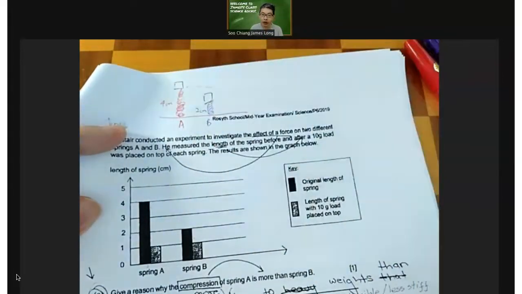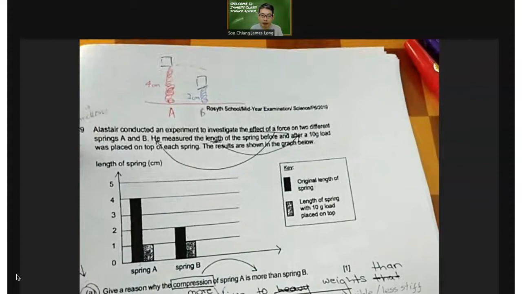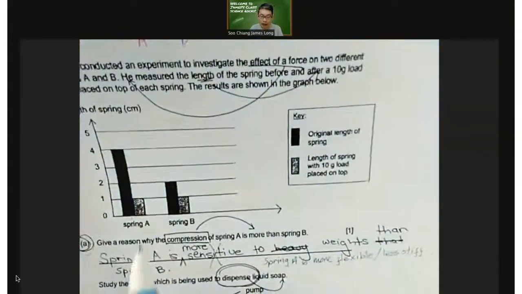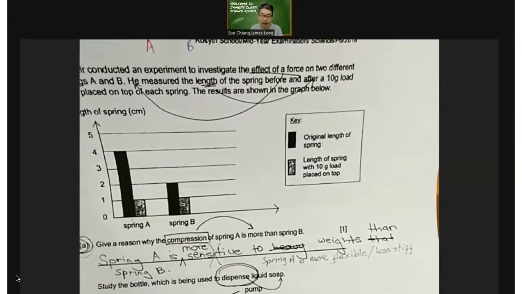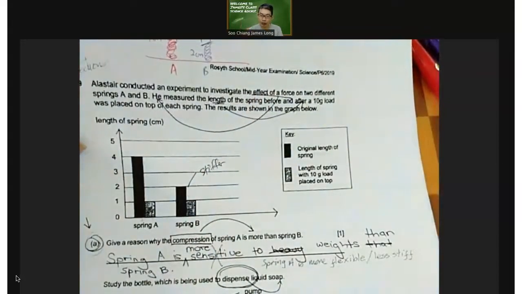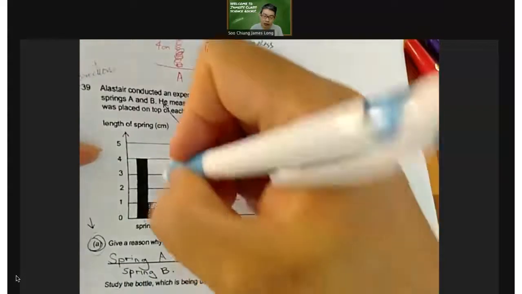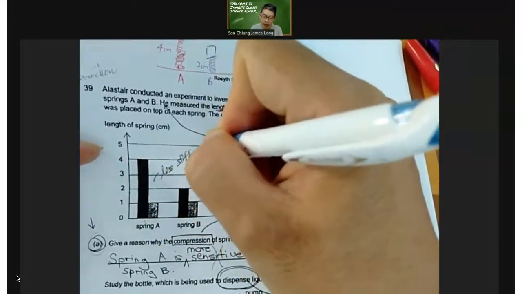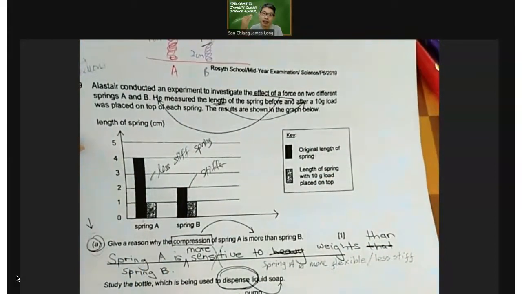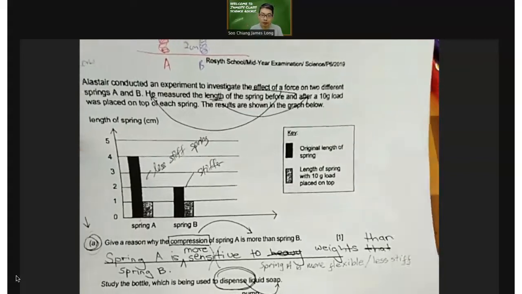So what happens? That will compress the spring. And notice that both get compressed to the same degree. That means that spring B must be a stiffer spring. It's harder to compress a stiffer spring compared to this. This is a less stiff spring. Right? A is a less stiff spring, so it's easier to compress using the same amount, the same load.